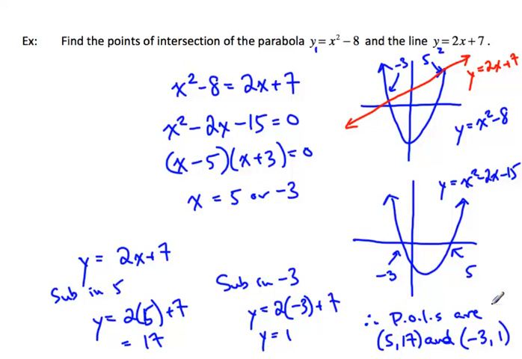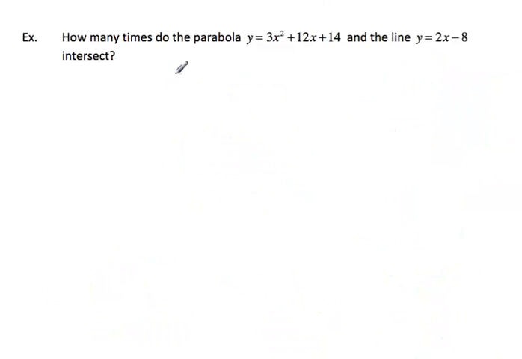So that's how you find points of intersection between parabolas and lines. You set them equal to each other, bring everything to one side, factor or use the quadratic formula to solve that equation, and then sub back in to find the y values. Let's look at another example.